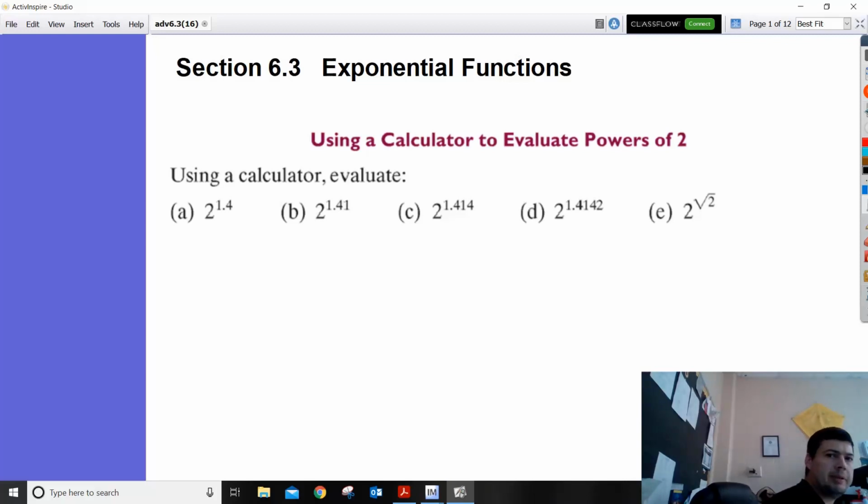I really don't care to spend much time on this first slide. Does anybody need help typing 2 rooftop 1.4 in a calculator? Does anybody at all? Can you do that? Pretty simple. There's a rooftop key. So yeah, not gonna do that.